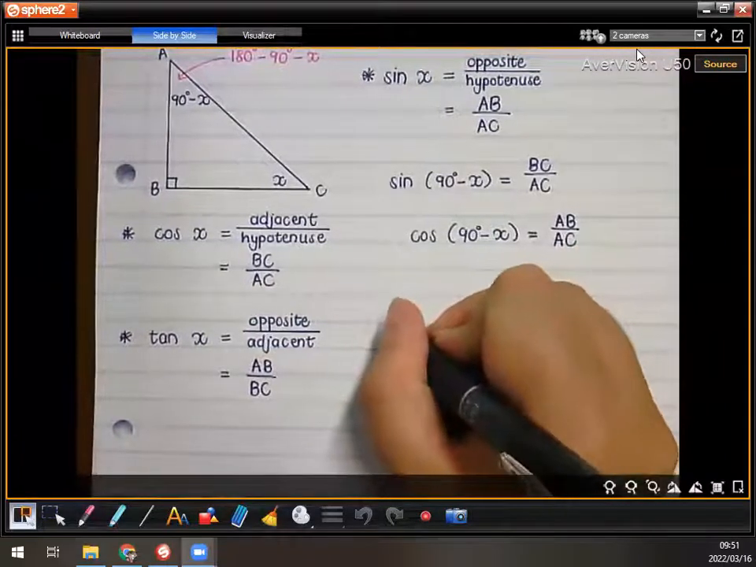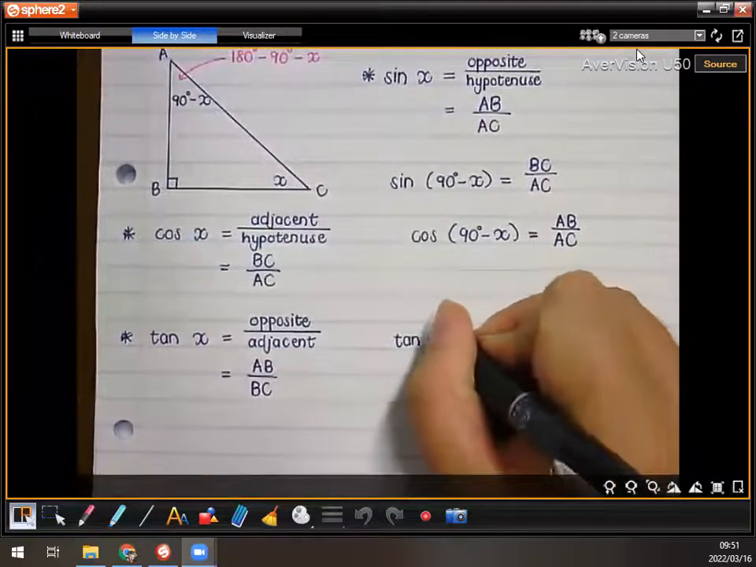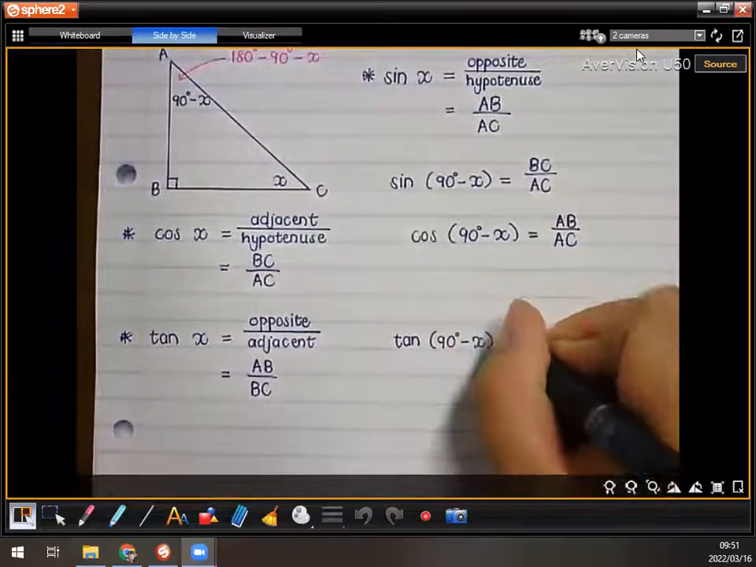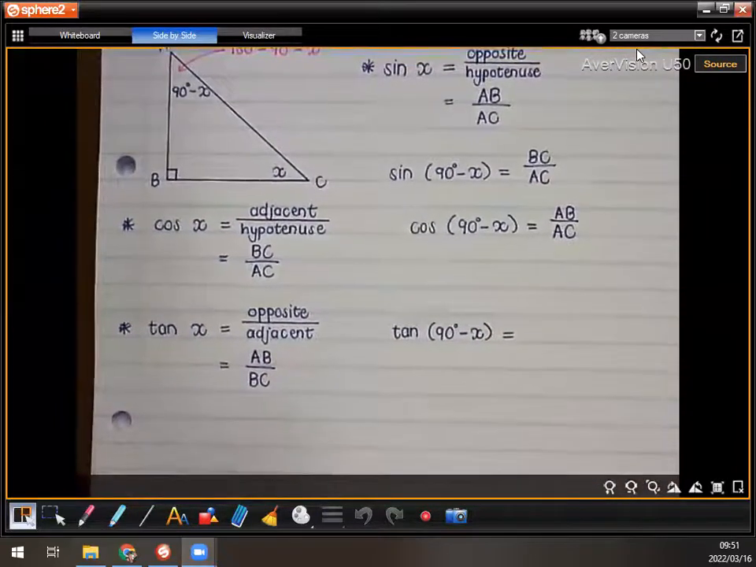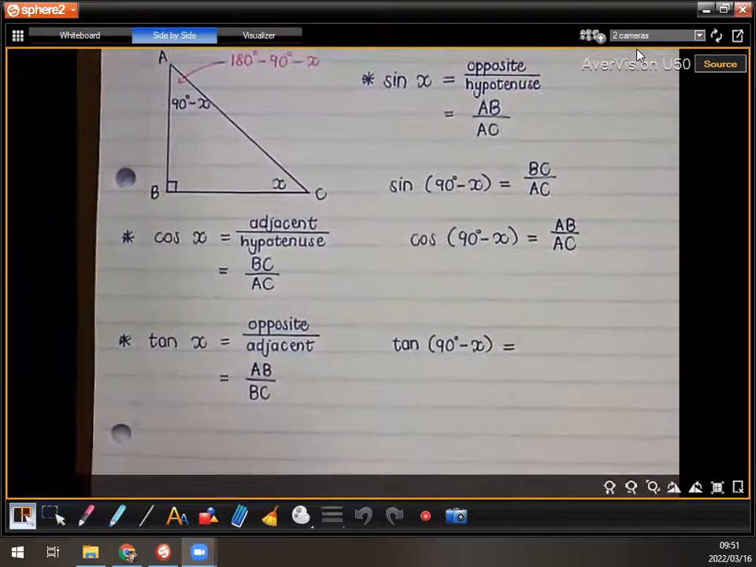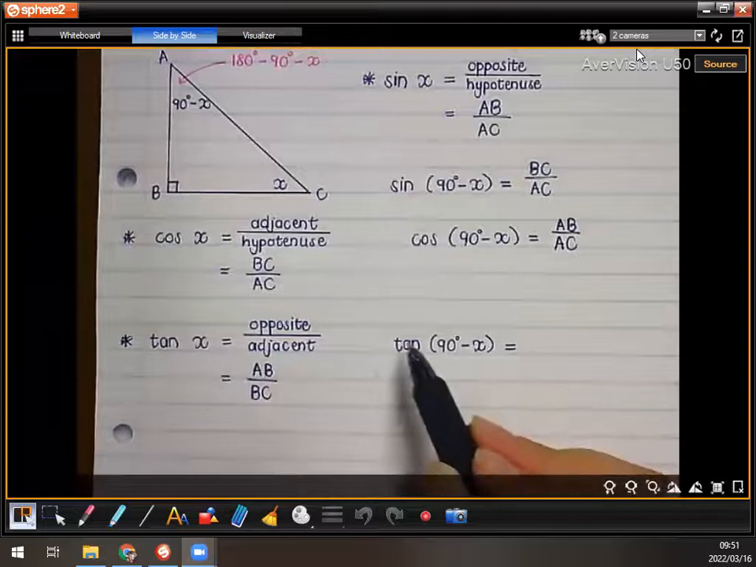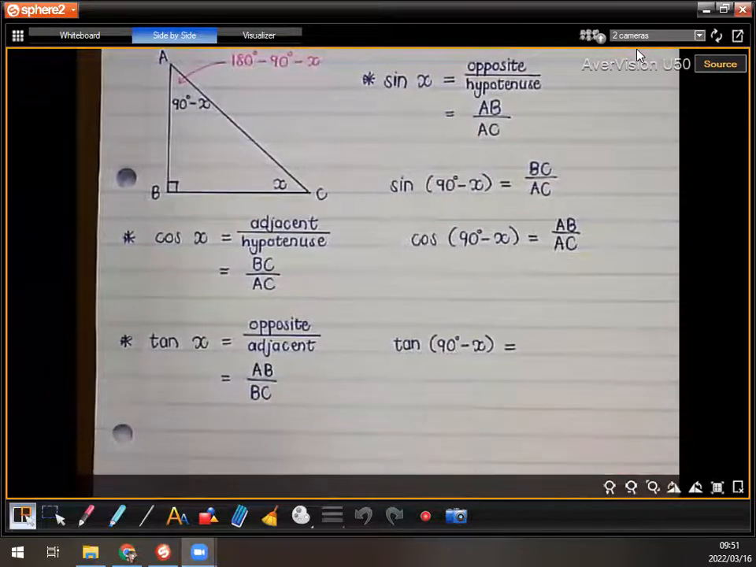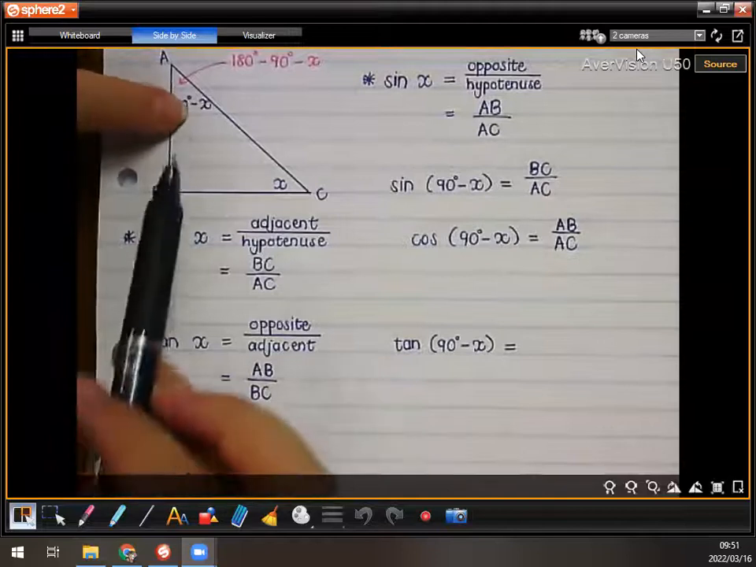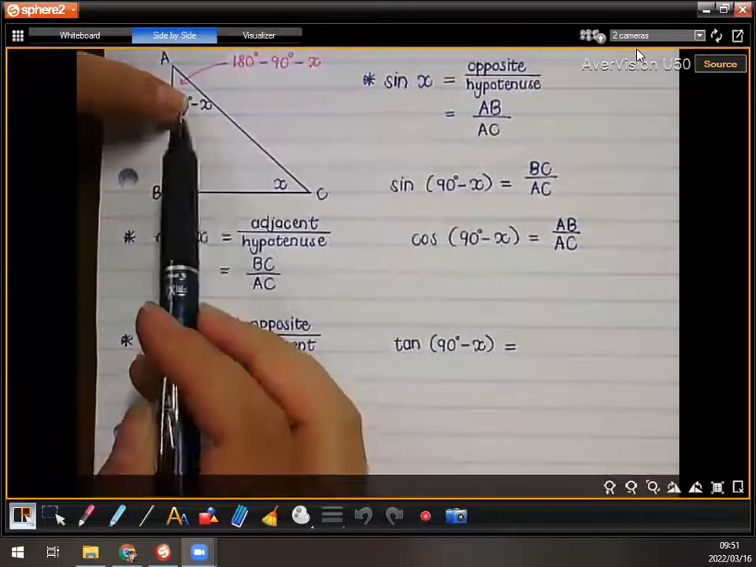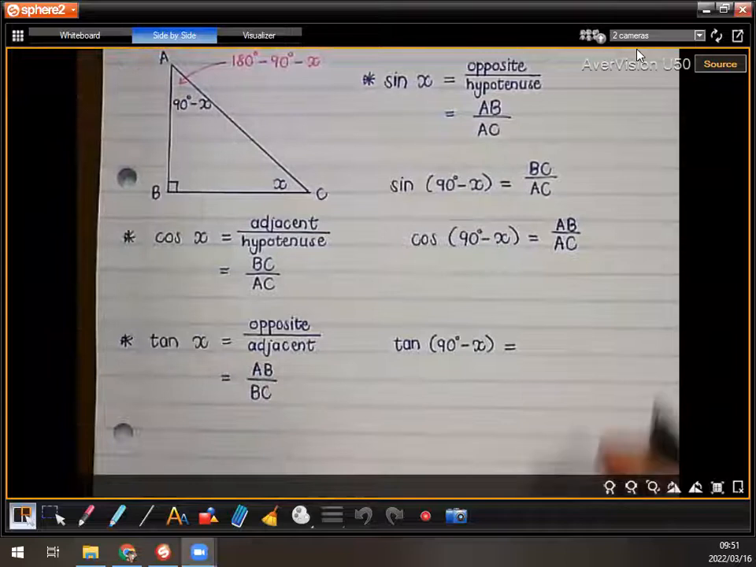Then we can also do tan of 90 minus x. Guys, it is important that you put that angle in brackets, because if you don't, then it's going to read differently. It's going to read tan 90 minus x as two separate terms. So you have to put that angle in brackets. Now we're looking at 90 minus x. Opposite is BC over adjacent is AB.